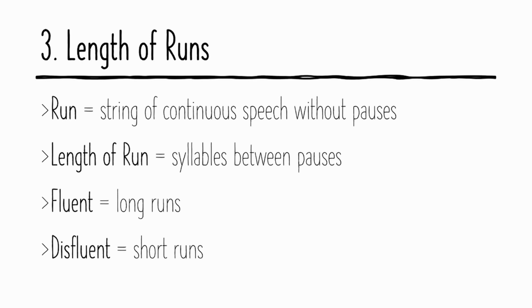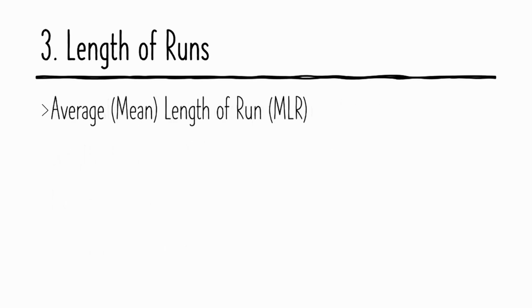Now, of course, fluent speakers don't always say a lot, and sometimes they have short runs. So we need to measure all of their runs in a recording and find the average, or mean, length of run. A very fluent speaker will usually have an MLR of more than 7. A disfluent speaker will have an MLR of 3 or 4. When you listen to a native speaker, pay attention to how long they keep talking before pausing. Remember, their runs won't always be long, but some will be. Listen for their long runs.